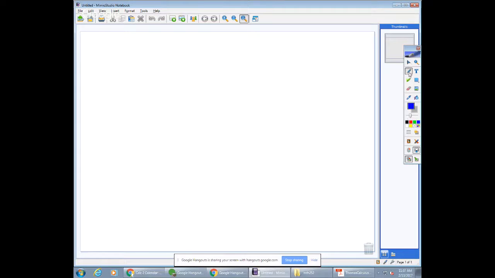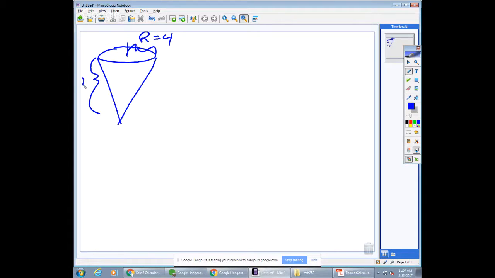So, let's take a tank that's shaped like a cone with a top radius here of 4 and a complete depth here of 12. And what we want to do is, let's say it's filled with water all the way up to the top.